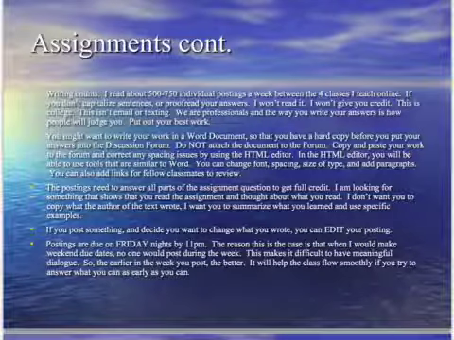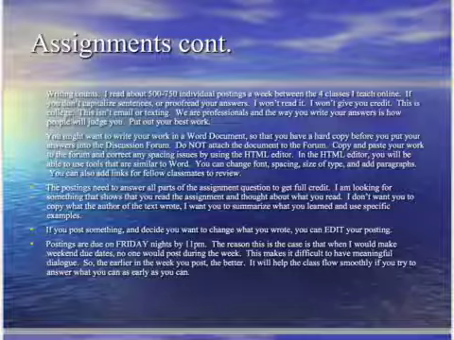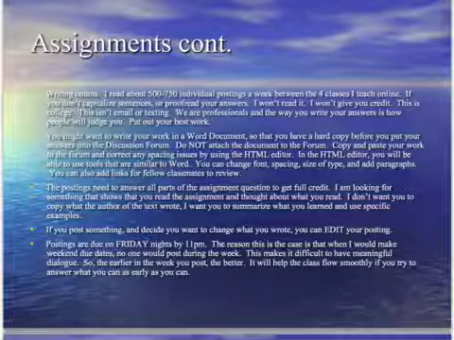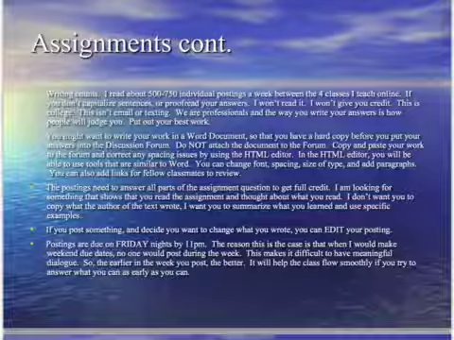The postings need to answer all parts of the question. There's 3 questions every week generally, and then you have to reply to two other students. I'm looking for something that shows that you've read the assignment and thought about what you've read. I don't want you to copy what the author of the text wrote. I want you to summarize what you've learned and use specific examples of what you took away from the writing.